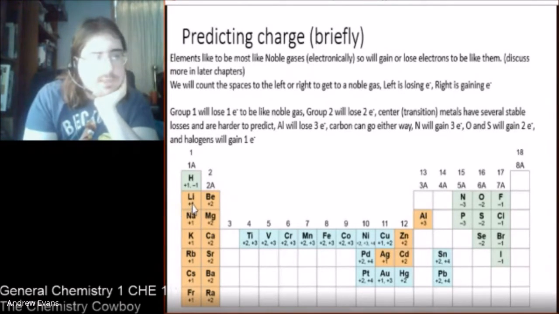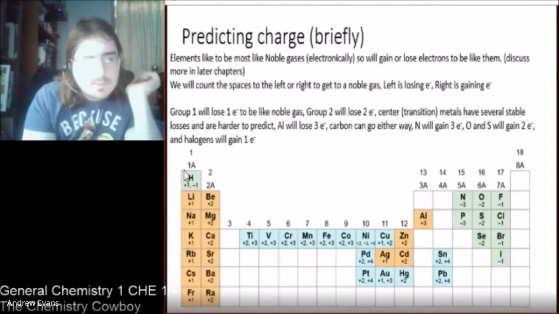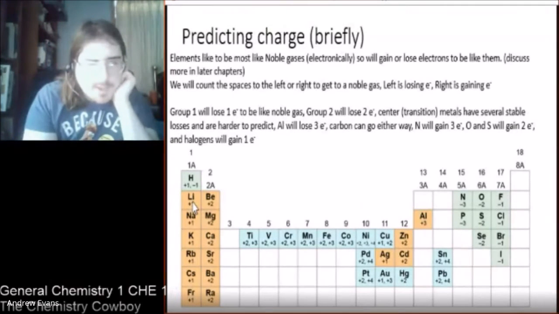When I move to the left, I'm losing electrons. When I move to the right, I'm gaining electrons. Remember, I said metals typically want to lose electrons and become positive. Nonmetals typically want to gain electrons and go negative. So with that in mind, lithium, if I'm moving left from column 1, I would be moving into the helium spot. So how many jumps do I have to make? I have to make 1 jump. So it's going to take 1 electron loss.